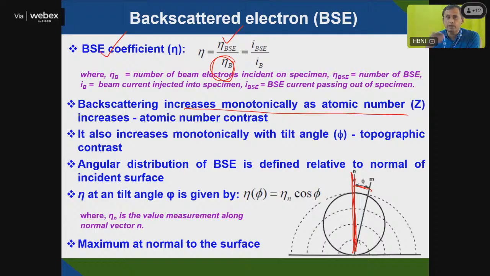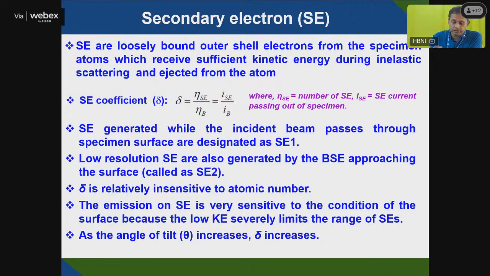If the Z value increases, for a high Z material, the probability of getting backscatter electron is much higher. So that is used more in atomic number contrast image, and you can also use it for topographic image by using this tilt angle facility. So mostly backscattered electron is used for the atomic number contrast in case of SEM studies. Another is secondary electron.